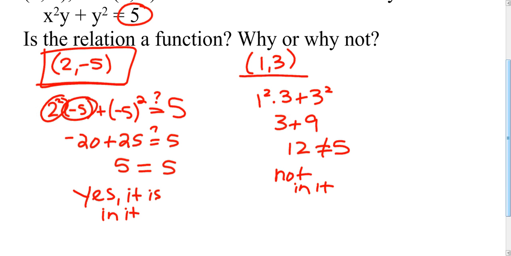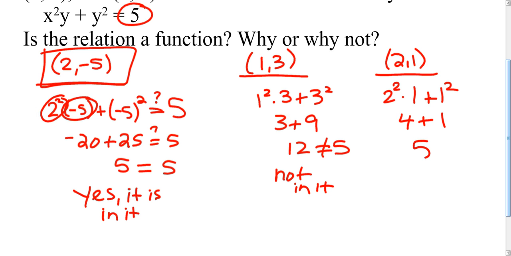Okay, and then we'll test 2, 1. That is 2 squared times 1 plus 1 squared. 2 squared is 4 times 1 is 4. Oops, this should be a plus sign. Plus 1 squared, which is 1. And again, I do get 5. So it does equal 5, so yes, it's in it.